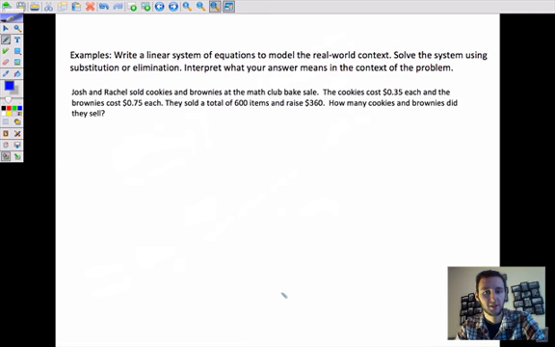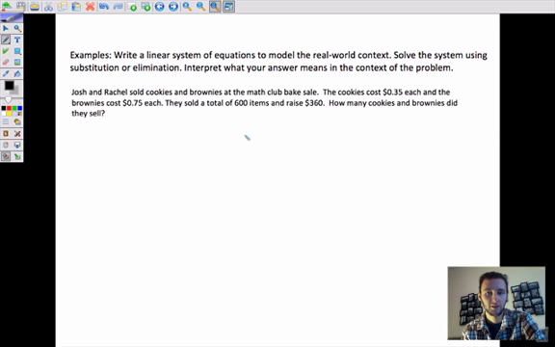Our next example: Josh and Rachel sold cookies and brownies at a math club bake sale. The cookies cost 35 cents each, and the brownies cost 75 cents each. If they sold a total of 600 items and raised $360, how many cookies and brownies did they sell?